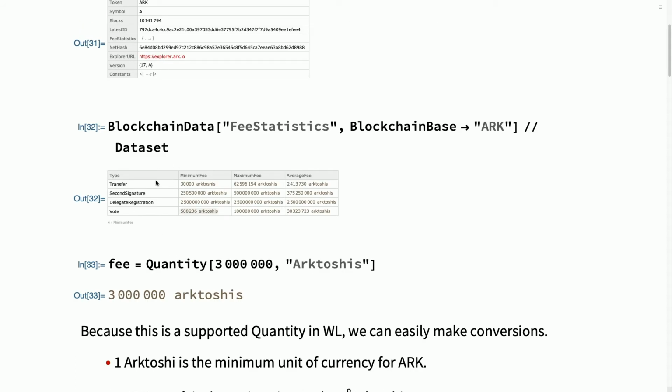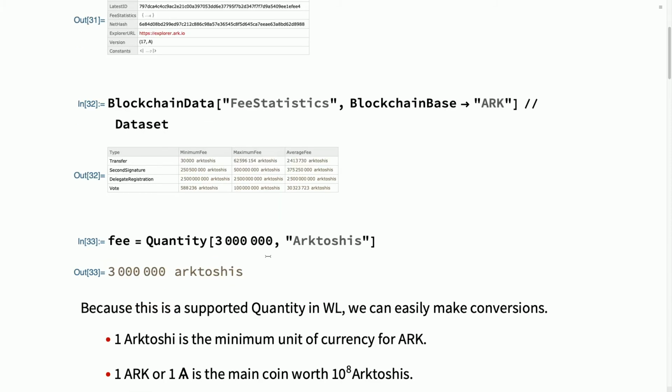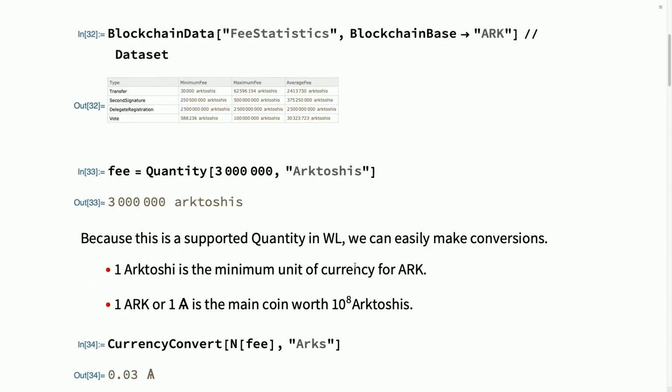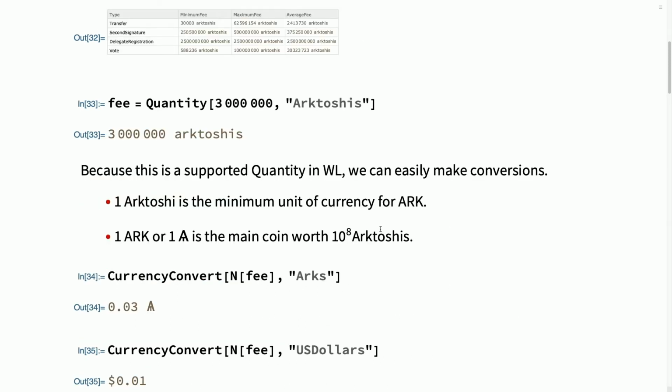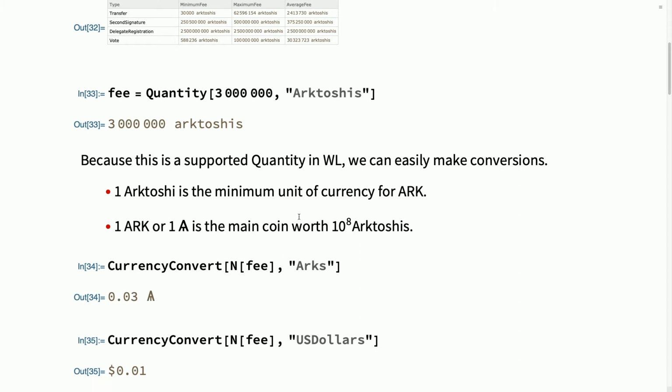And if you see this table here, we can use this as a reference for future transactions if we want to help us decide on a fee, right? So that's why I chose this one. And because these are quantities supported in the Wolfram language, we can easily convert those to have them as US dollars, for example. So that transaction cost me 1 cent. And this one, ARC Toshi, is just the name of the minimum unit of currency in ARC. And one ARC is the name of the main coin they use. So we're supporting all of it.